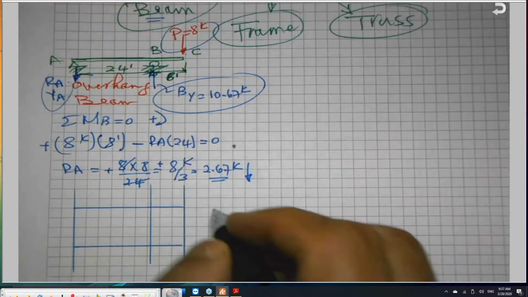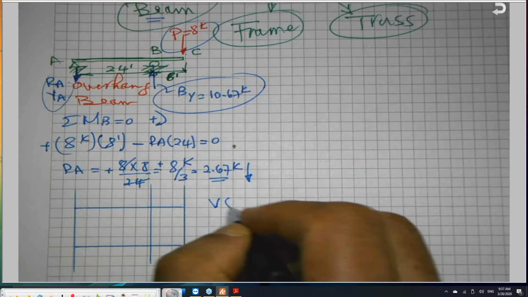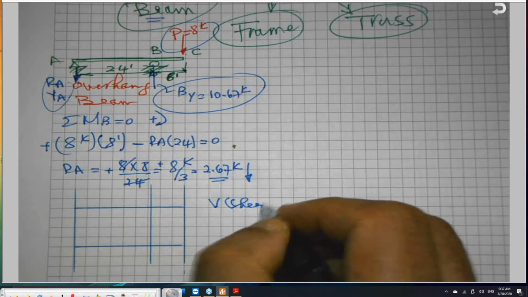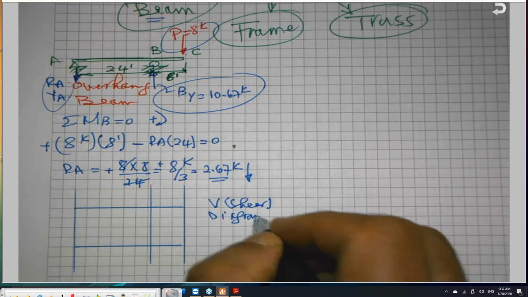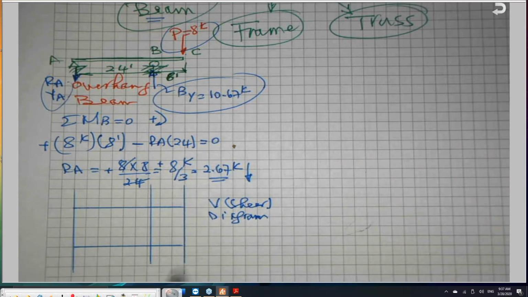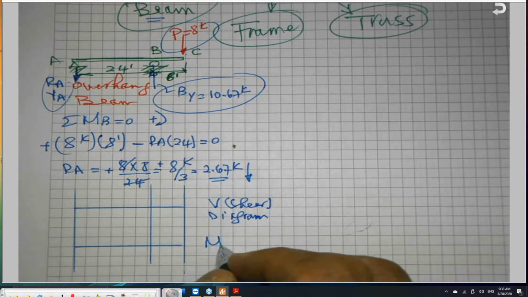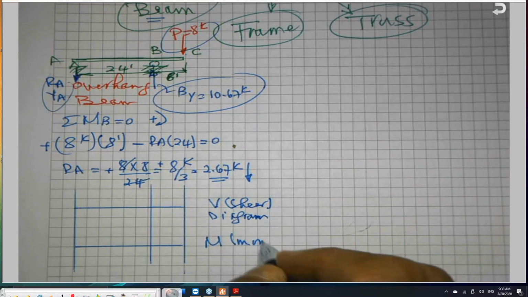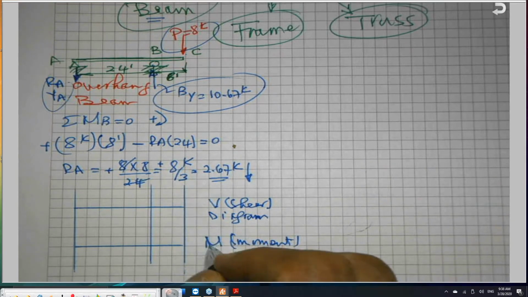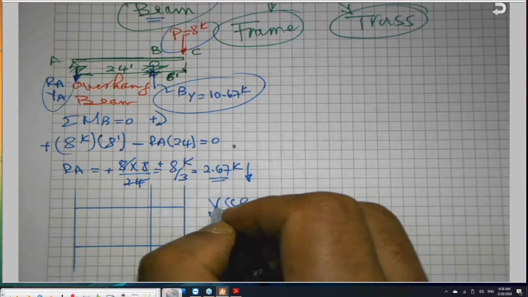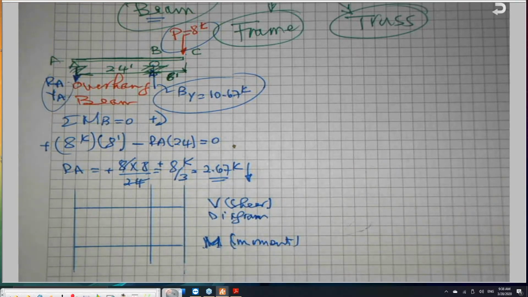So this is V, which is the shear. This is the shear diagram. A shear diagram will show the shear forces. M is the moment. A moment diagram will show moments. And we are using M, here it is. Sorry, my M is a little bit off, let's make it a nice M, here it is.